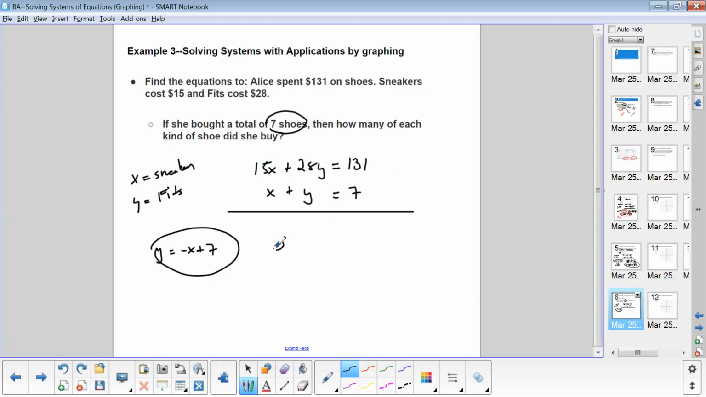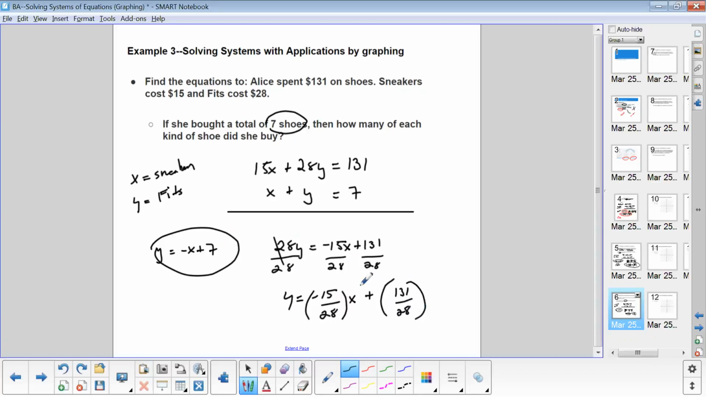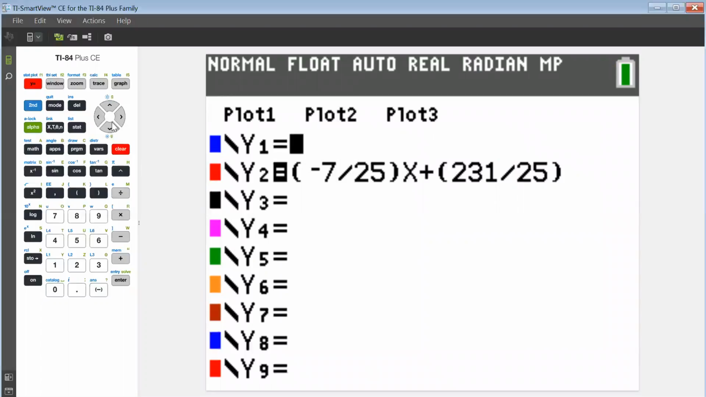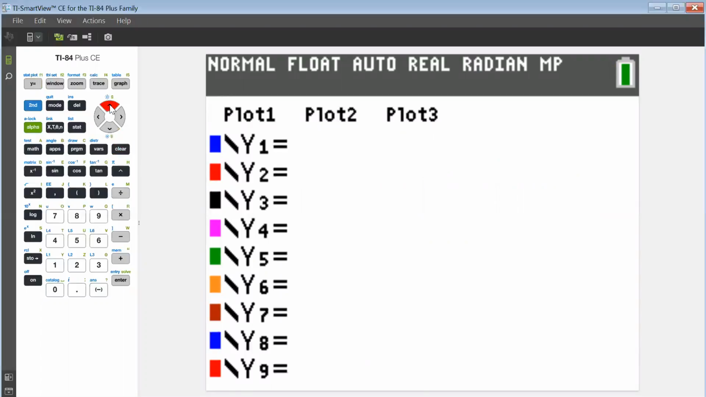We're going to subtract the 15x, so 28y equals negative 15x plus 131, divided by 28. As you're seeing here, once we get our equation set up, solving for y is something that we have done before in class. So once we get our equation, then it's typing it in the calculator. So here's our 2 equations. And let's utilize the graphing calculator to figure out the solution to this problem.